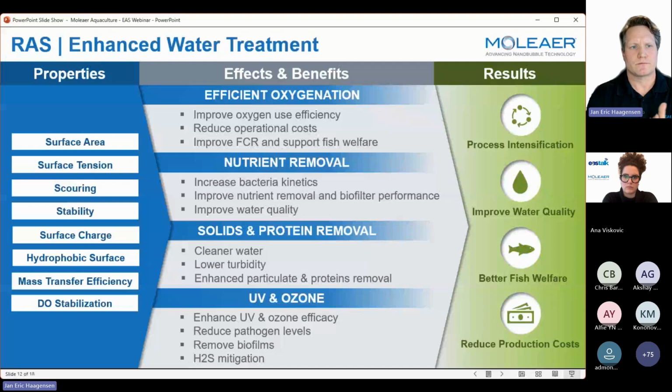Going to the top, the effects and benefits on efficient oxygenation in itself. Yes, we improve oxygen use efficiency, and this gives a snowball effect really in regards to the operational cost. You are using less oxygen because you're more efficient, and you are then able to reduce the amount of oxygen that's produced, leading to less energy produced. And with the efficiency, you're able to keep the system more stable to improve feed conversion rates and support the fish welfare. On the nutrient removal side, we're increasing bacteria kinetics.